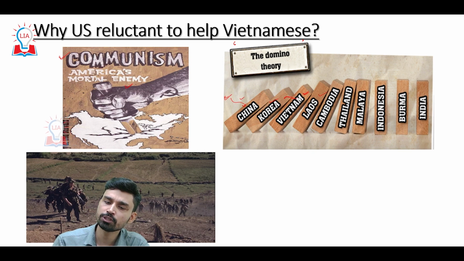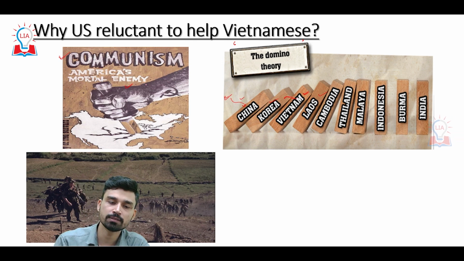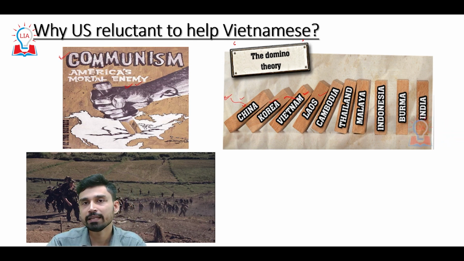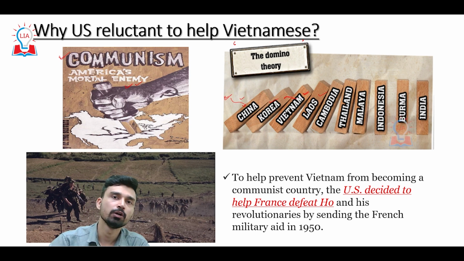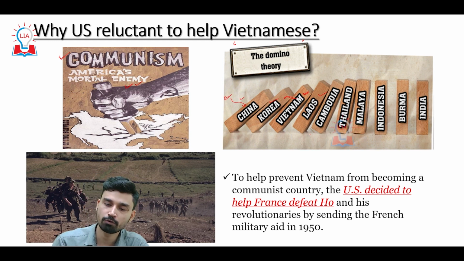other countries in Southeast Asia such as Laos, Cambodia, Thailand, Malaysia, Indonesia, Burma, and even India, which at that point in time was still a British colony, would come under the garb of communism. And as communism is America's mortal enemy, any shaking of hands with a person heavily influenced by communist ideology was a very big no for US foreign policy.